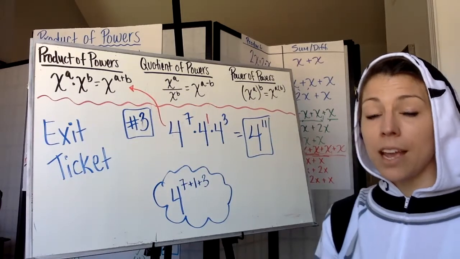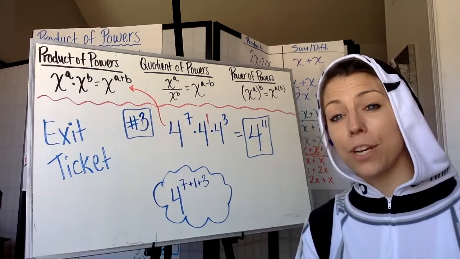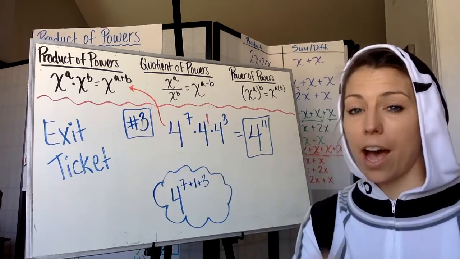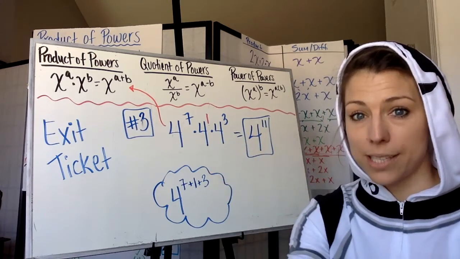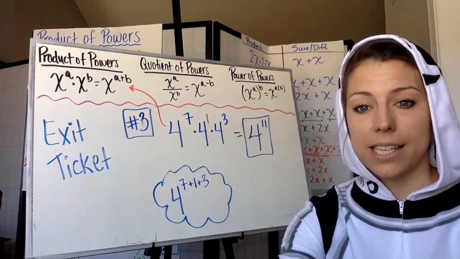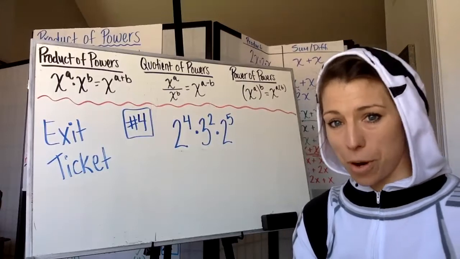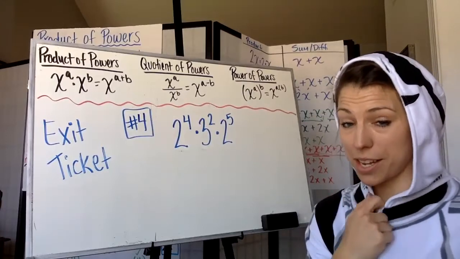Now, our last 2 examples are going to be a little bit trickier just because I want to push and see how well you can understand these properties. So get ready for 2 more exit ticket examples. Okay, exit ticket number 4. This one is trickier than it looks.